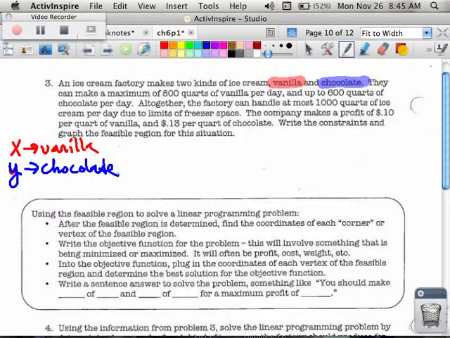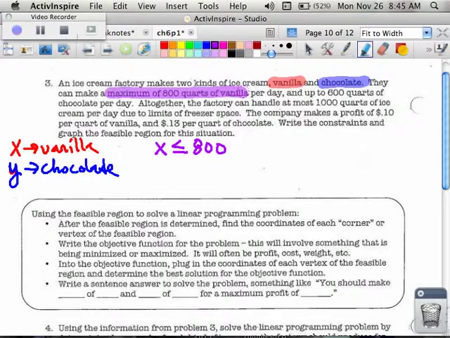So we can make a maximum amount of 800 quarts of vanilla a day. So if I look at that, and I'm talking about a maximum of 800 quarts of vanilla, vanilla was my X, that means that my X can't be more than 800. So my X has to be less than or equal to 800. And that was from the statement right here. Maximum of 800 quarts of vanilla.